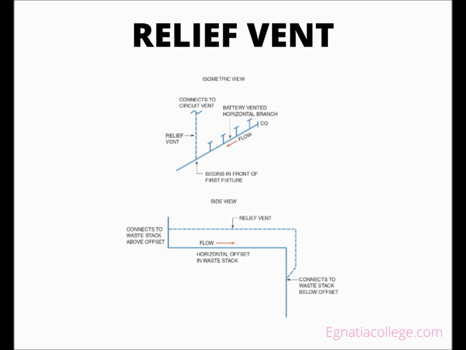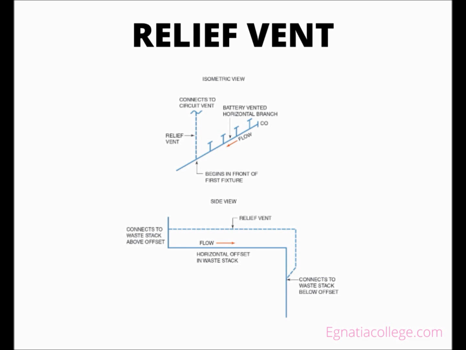Many codes mandate that a relief vent must be installed when a venting device known as an air admittance valve, AAV, is installed to serve a horizontal branch. A relief vent used on buildings more than 10 stories tall is a yoke vent that connects the waste stack and stack vent to equalize pressures within the waste stack.